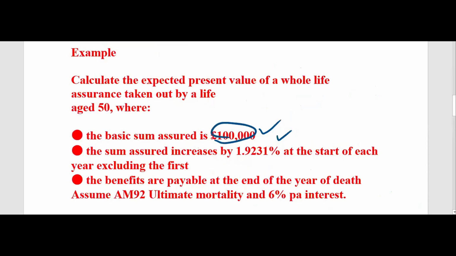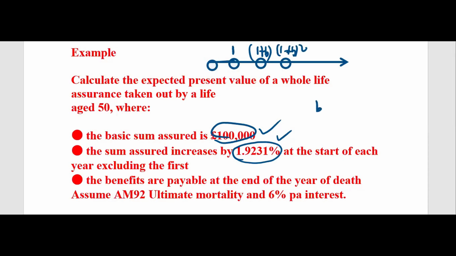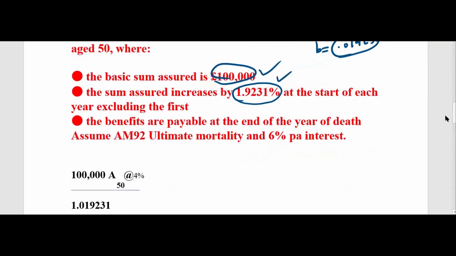Basic sum assured given. Sum assured increases by this percent at the start of each year excluding the first year. That means this way. Excluding the first year means what? That means here it will be 1, but after that it will increase by b, compound increase. Here b is given, 1.01923, and the summation is given. See the answer, so easy.